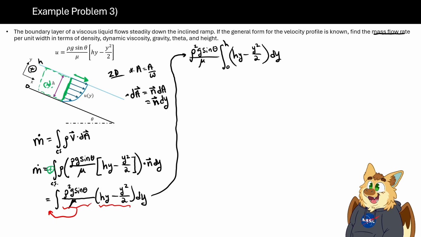And at that point, after you evaluate this integral, this becomes h times y squared over 2 minus y cubed over 6. You plug your definite bounds in after evaluating that, and you would basically get that your mass flow rate is equal to h cubed over 3, which comes out from this integration, times rho squared g sine theta, all divided by mu.